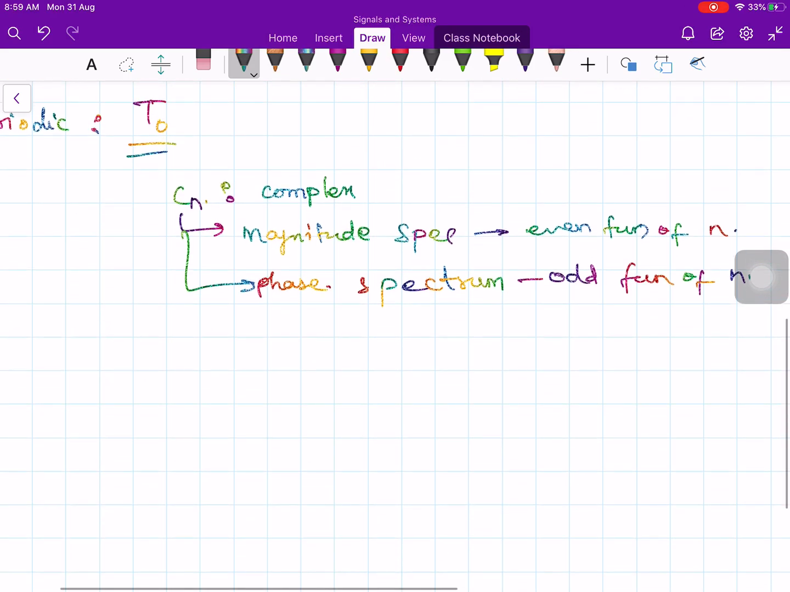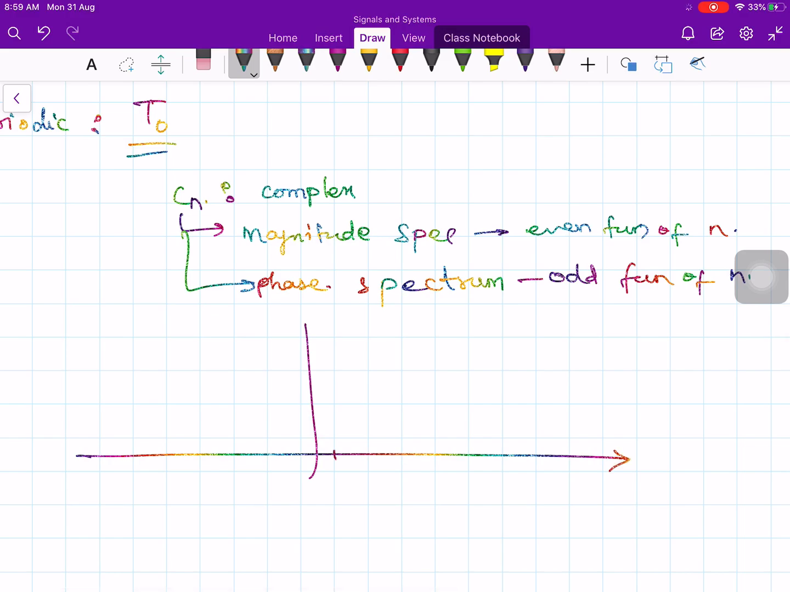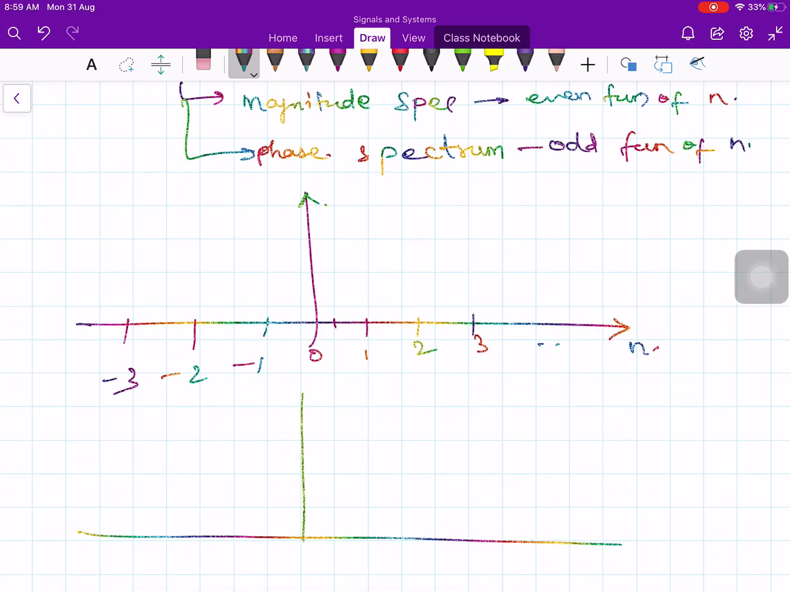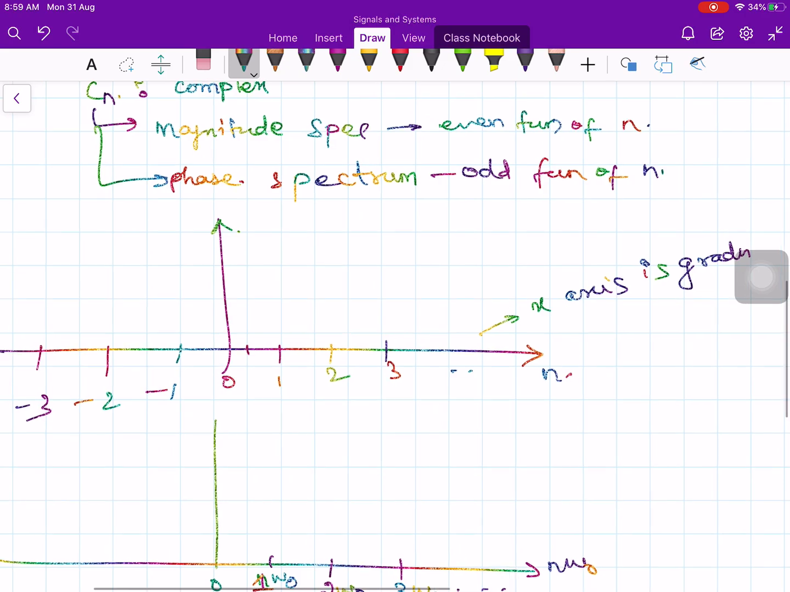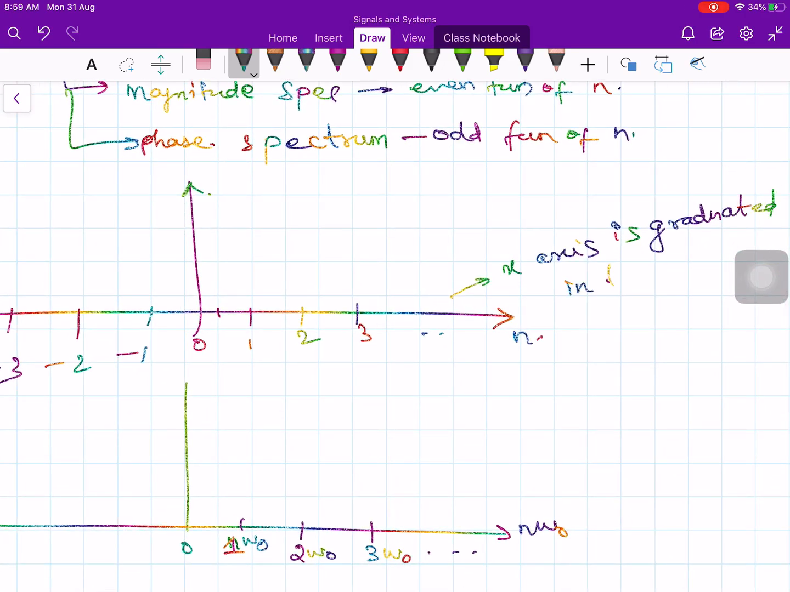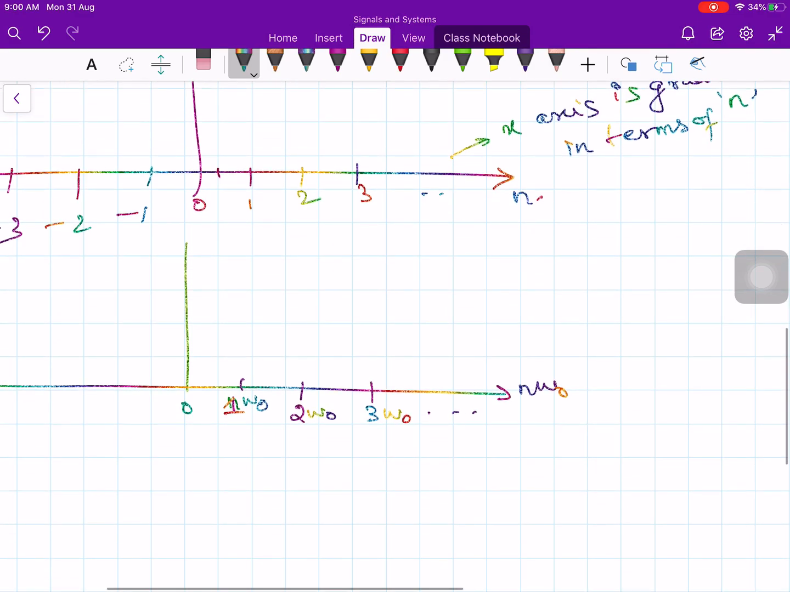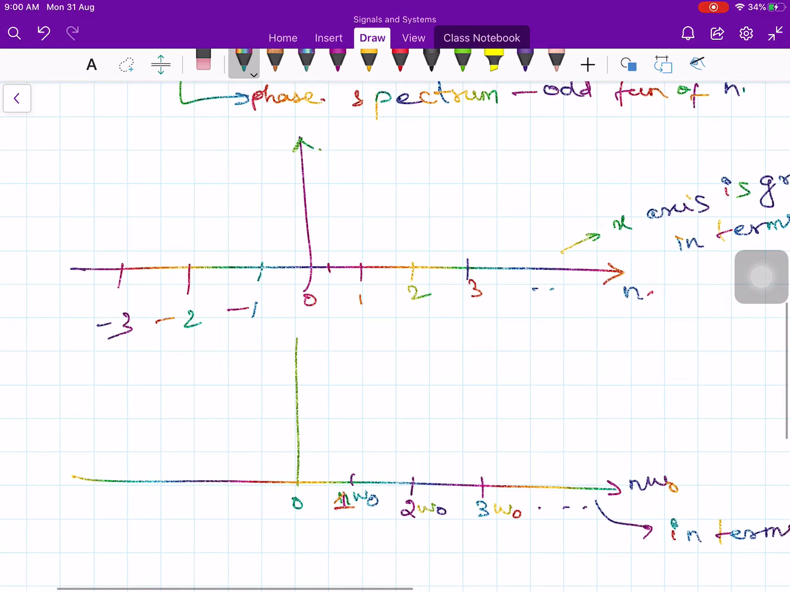Okay, therefore the x-axis is graduated in terms of 0, 1, 2, 3 and so on, and on the left hand side minus 1, minus 2, minus 3 and so on. Or you can also graduate the x-axis as 0, 1 omega naught, then 2 omega naught, 3 omega naught and so on. So n omega naught. Here the x-axis is graduated in terms of n, and here in terms of n omega naught. Both are the same, and this is your mod of Cn.